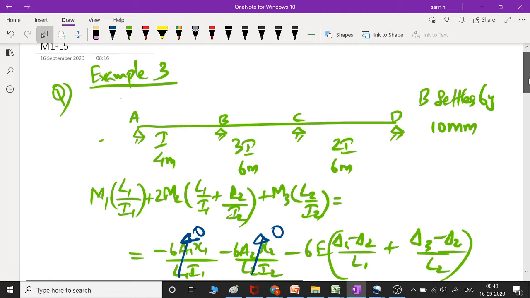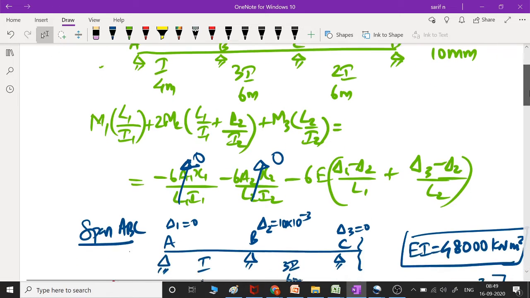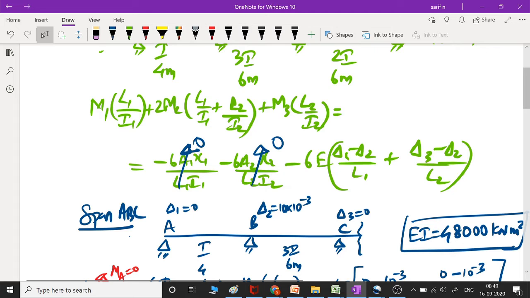To solve these kinds of problems, we have to use the general form of the three moment equation. If you look at the general form of the equation, M1 into L1 by I1 plus 2M2 into L1 by I1 plus L2 by I2 plus M3 into L2 by I2 is equal to minus 6 A1 x1 by L1 minus 6 A2 x2 by L2 I2 minus 6E into delta 1 minus delta 2 by L1 plus delta 3 minus delta 2 by L2.